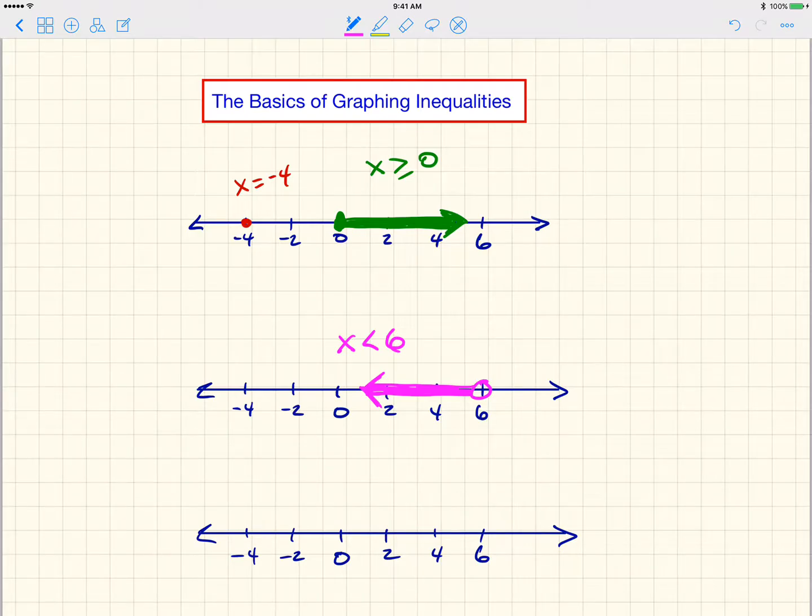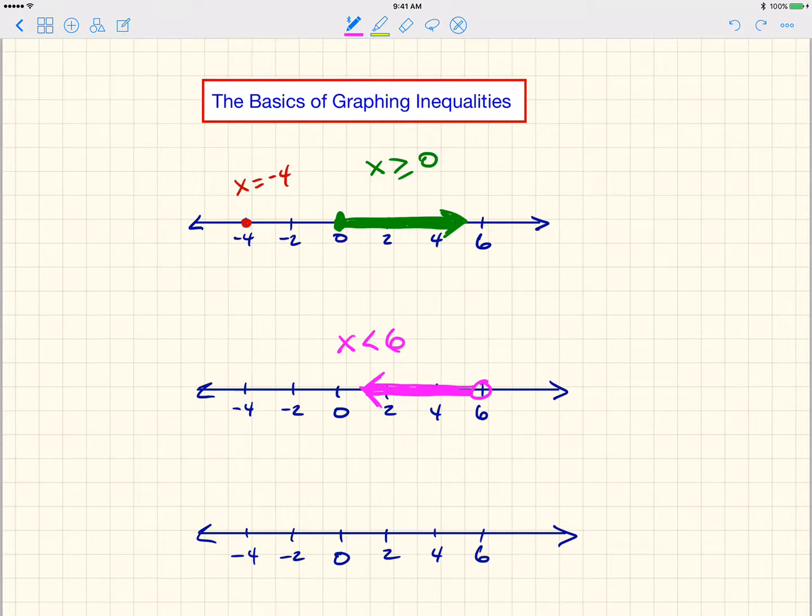Okay, which signifies that all of these values are valid. So anything that is lower than 6 is part of the answer. Hopefully that makes sense. So that's basic inequalities, basic graphing of inequalities.